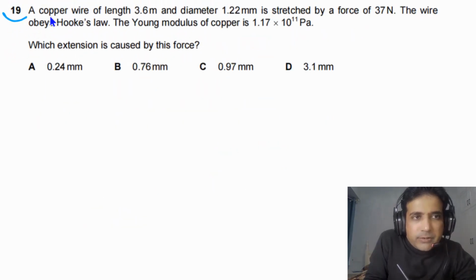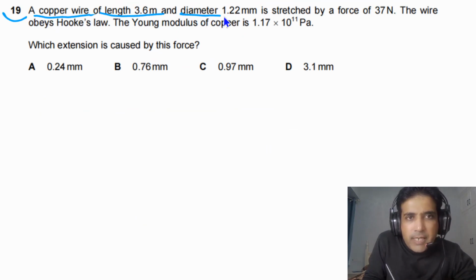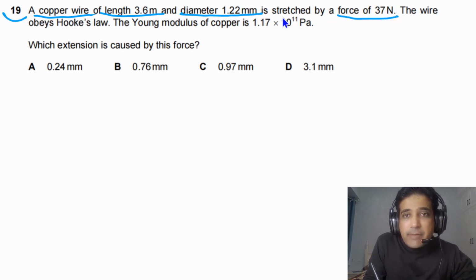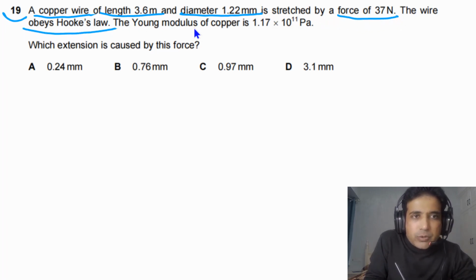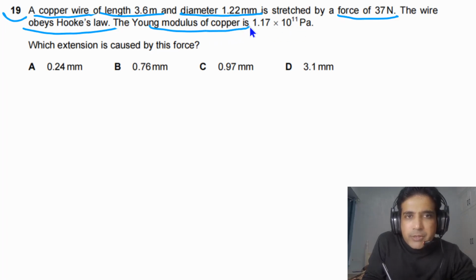For question number 19, it is given that a copper wire of length 3.6 meters and diameter 1.22 mm is stretched by a force of 37 newtons. The wire obeys Hooke's law. The Young's modulus of copper is given, that is 1.17 times 10 to the 11 Pascal.